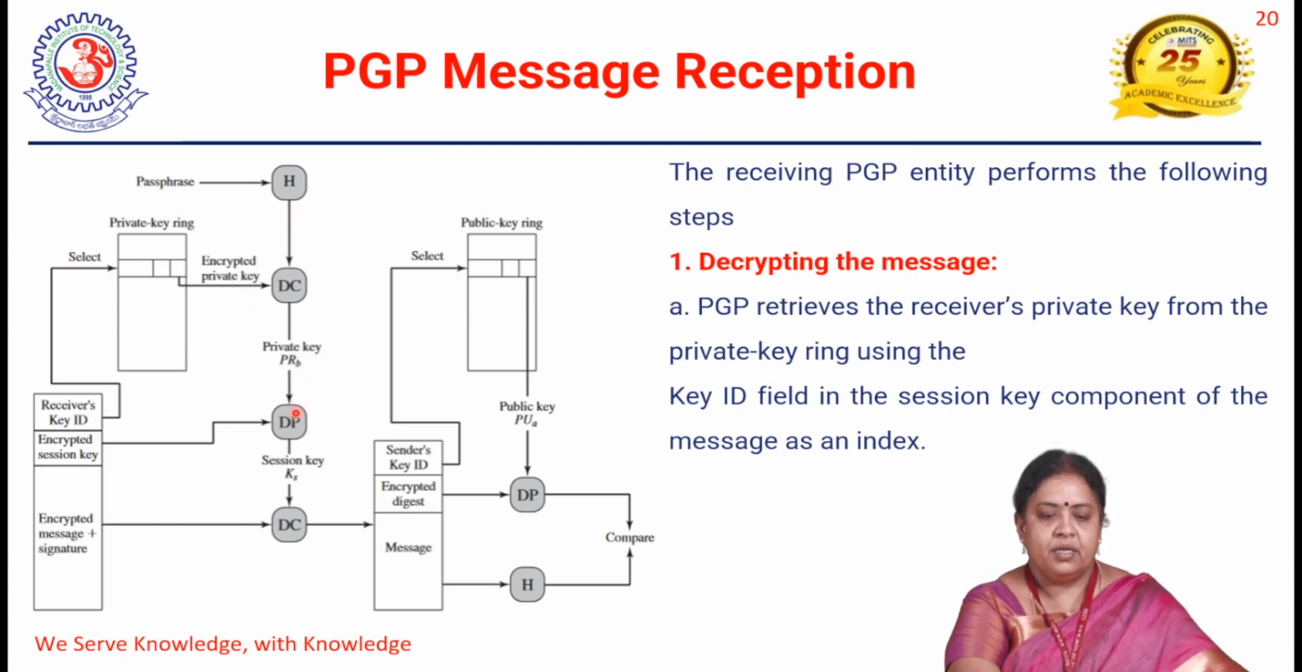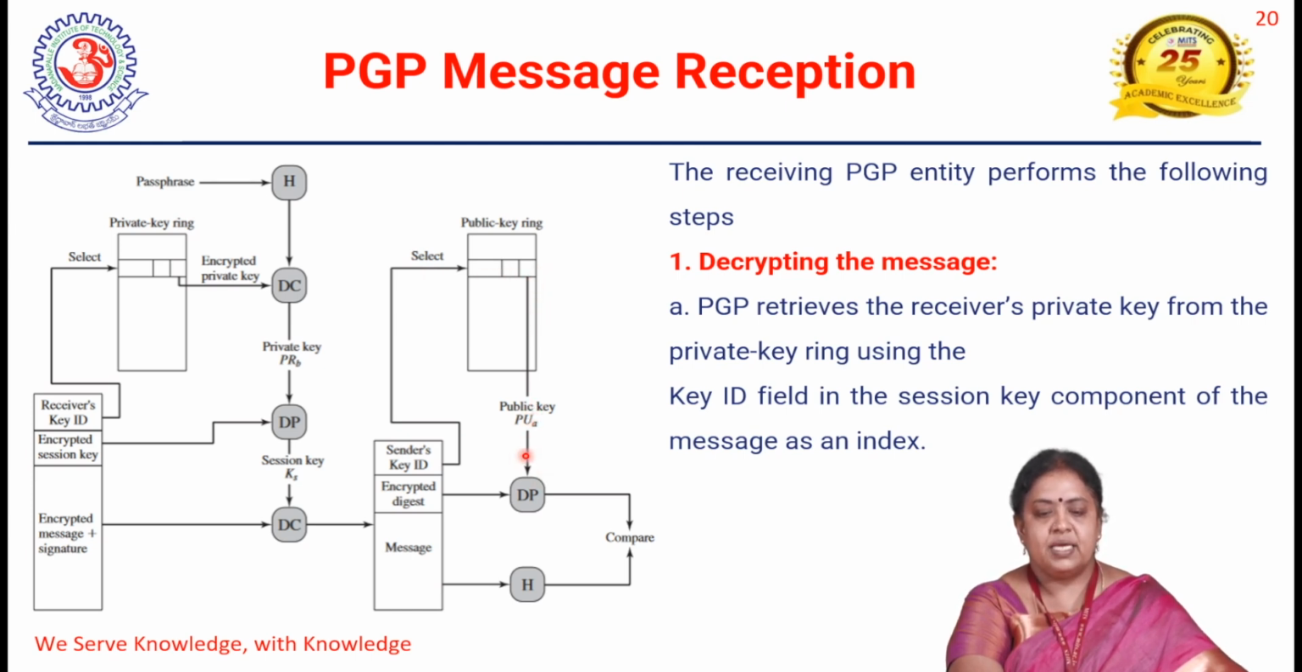That private key will be used for decryption of the encrypted session key. So whenever we decrypt the encrypted session key, we get the session key. That session key is used to decrypt the encrypted signature and the message. So when we decrypt, we get the sender's key ID, the encrypted digest, and also the message. By using the sender's key ID, we are going to get the public key of the sender, because the digest is encrypted by using the private key of the sender. So we require the public key. In order to retrieve the public key, we use the sender's key ID as an index, and we get the sender's public key.